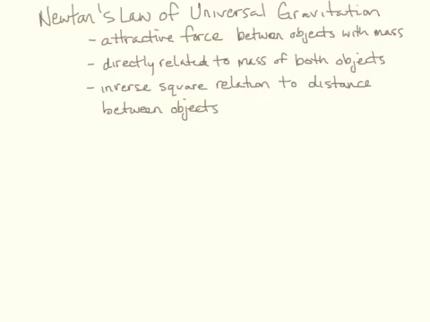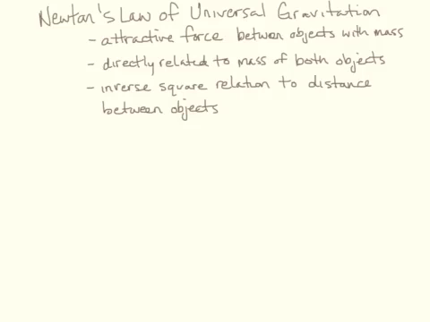First of all, gravity is an attractive force between any 2 objects with mass. Now, in order for that force to really be very large, at least one of the objects needs to be a very massive object. But technically you have a gravitational force between any 2 objects with mass. The second thing he noted was that the gravitational force is directly related to the mass of both the objects. Okay, so the bigger the masses, the bigger the force.